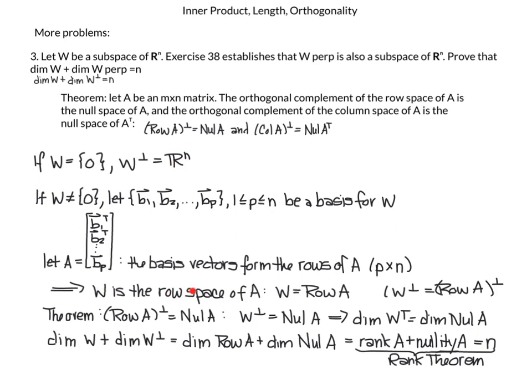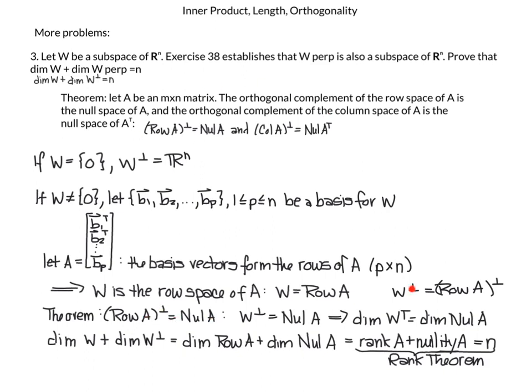So now W is the row space of A because we constructed A using the basis of W to become the rows. So W equals row of A. So W perp is equal to row A perp. Let me get rid of this extra parentheses. So I'm going to now use this theorem that we copied from earlier in the chapter that says row A perp is equal to the null of A.